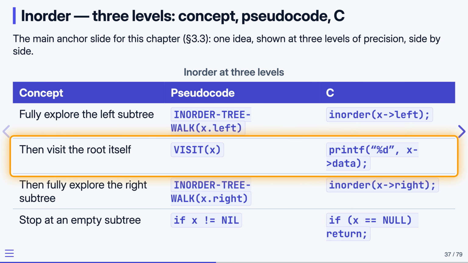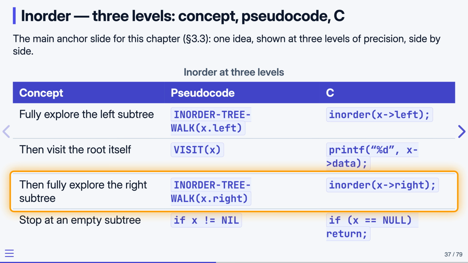The second step is visit the root itself. In pseudocode, that is the word visit applied to X. In C, it is print X arrow data. The third step is fully explore the right subtree. In pseudocode, that is Inorder tree walk on X's right. In C, it is Inorder of X arrow right.